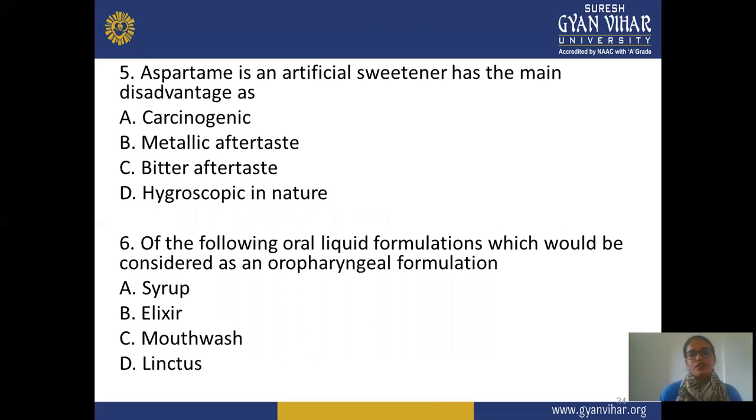Fifth question: aspartame, an artificial sweetener, has which main disadvantage? A is carcinogenic, B is metallic aftertaste, C is bitter aftertaste, D is hygroscopic in nature.